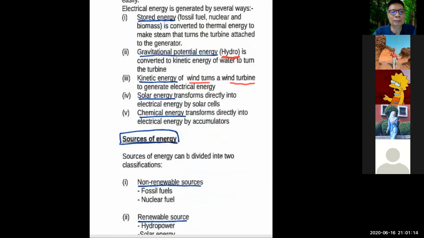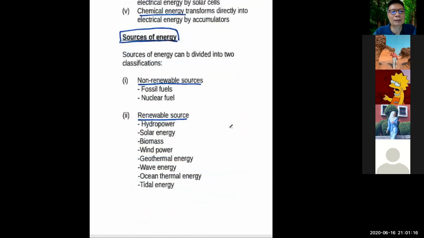Now, sources of energy can be divided into 2 categories. Just now the 5 sources of energy, now they can be divided into 2 groups. So please highlight. First one is non-renewable sources. Non-renewable means cannot be renewed, can finish. Use 10 years, 100 years, 500 years, then it finishes, no more. So that one is non-renewable.